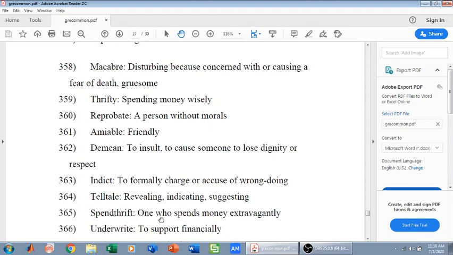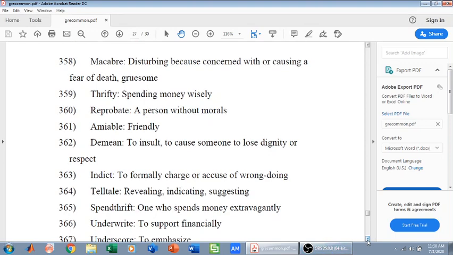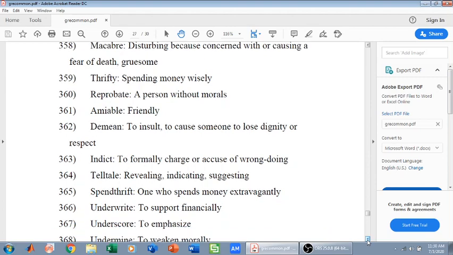Spendthrift means one who spends money extravagantly. See, spendthrift is the opposite of thrifty, which means spending money wisely. So it's the synonym of prodigal, using resources recklessly, using resources extravagantly, not cutting your coat according to your cloth.